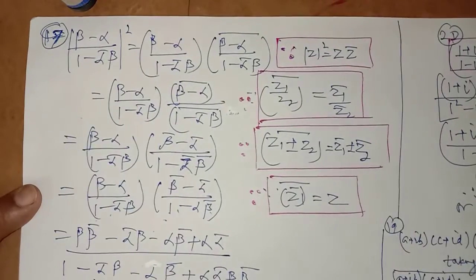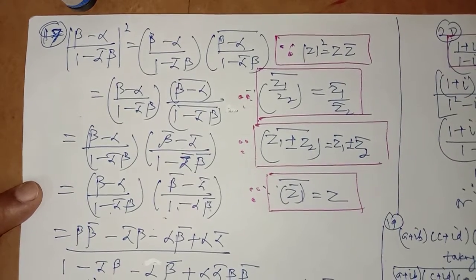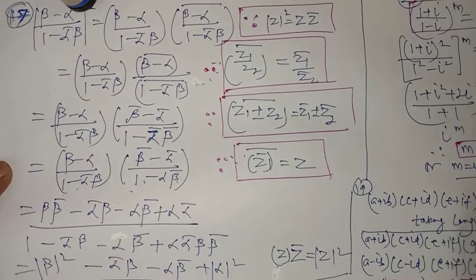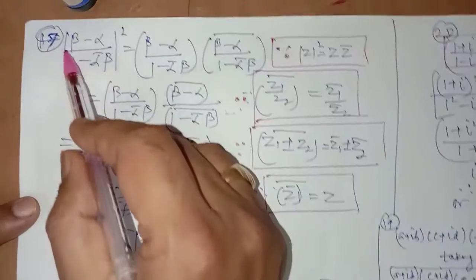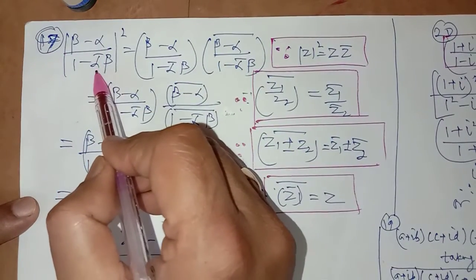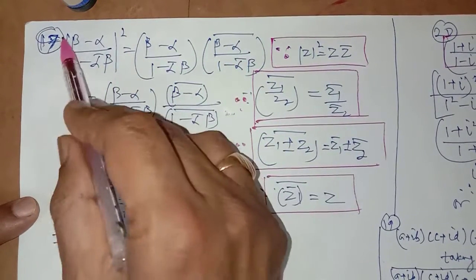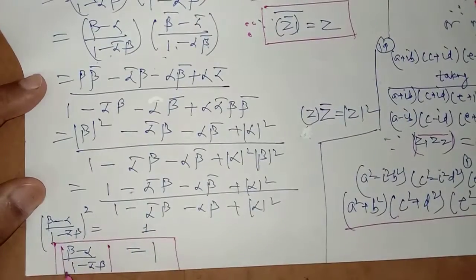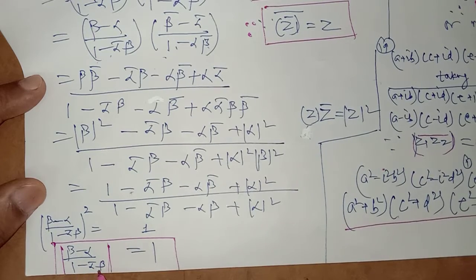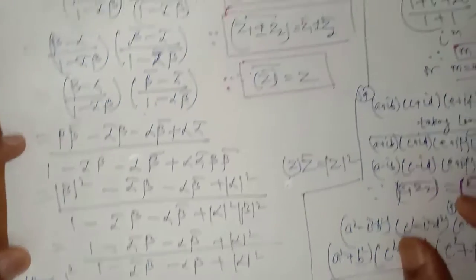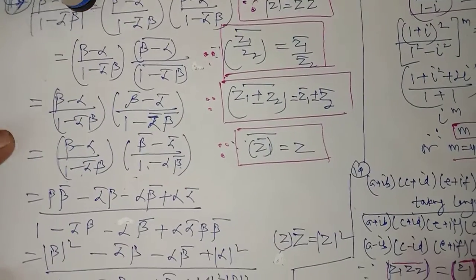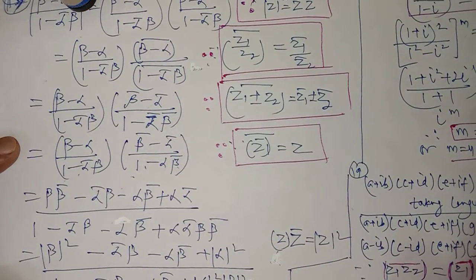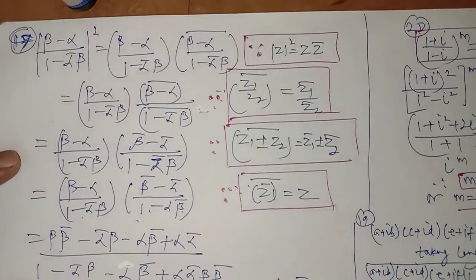Now it is question number 17. We have to use many properties in it to find the value of the modulus of (beta minus alpha) upon (1 minus alpha conjugate beta). The modulus value you have to find. It is given in the question that the modulus of beta is equal to 1.